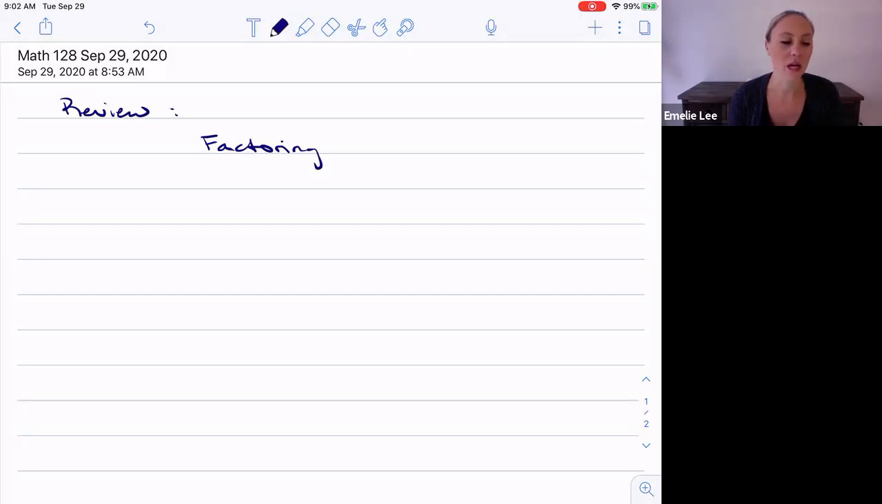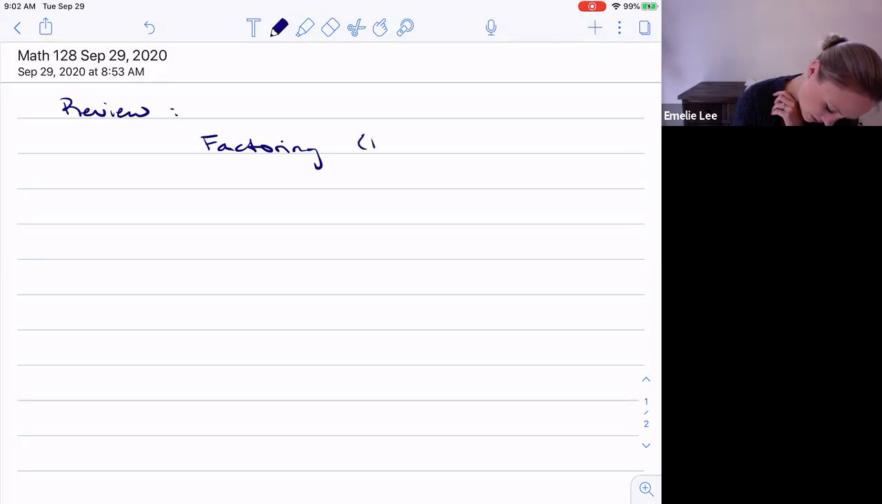So how do we factor equations? What are some tricks that we can use? We can use groupings, we can pull out common factors. Just a couple of things that we can do. We'll look more at some factoring today when I introduce the quadratic equation and the quadratic formula.